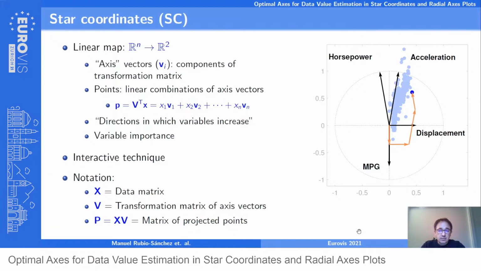The length of the axis vectors indicates the importance of a variable. And it's important to note that this is an interactive technique. So users can select the axis vectors interactively in order to accomplish certain tasks. For example, in the image on the right, we've selected the vectors in order to plot data with high values of horsepower and acceleration, but low values of miles per gallon at the top of the graph. Lastly, in the bottom, you have the notation that we're going to use throughout the slides.